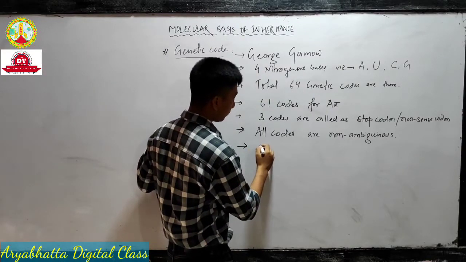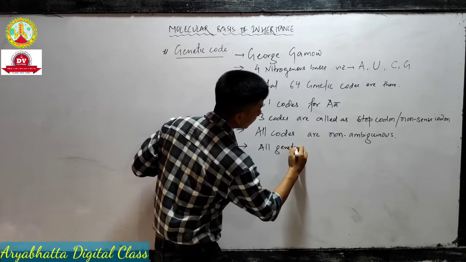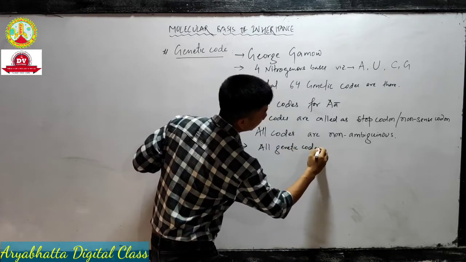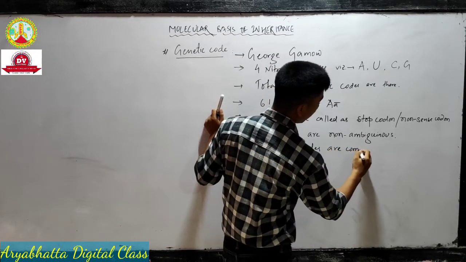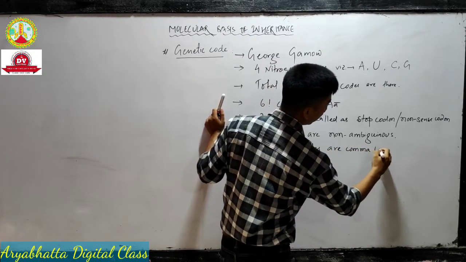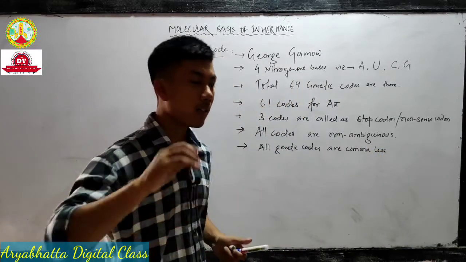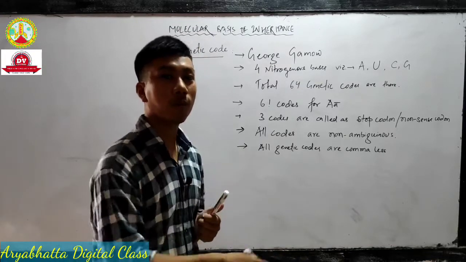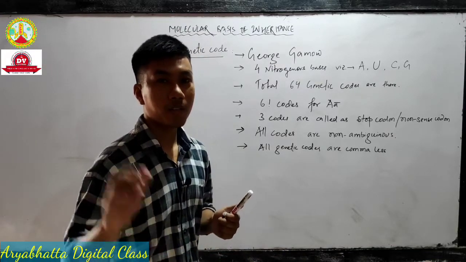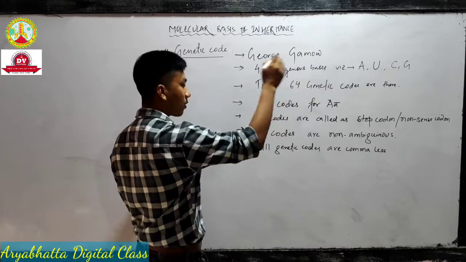Now, next, when I talk about codes, that means genetic codes only. Let me write here, all genetic codes are comma-less. Whenever we write genetic codes, there is no comma, or we are not allowed to write any comma or full stop, apostrophe s, anything. All genetic codes are comma-less.